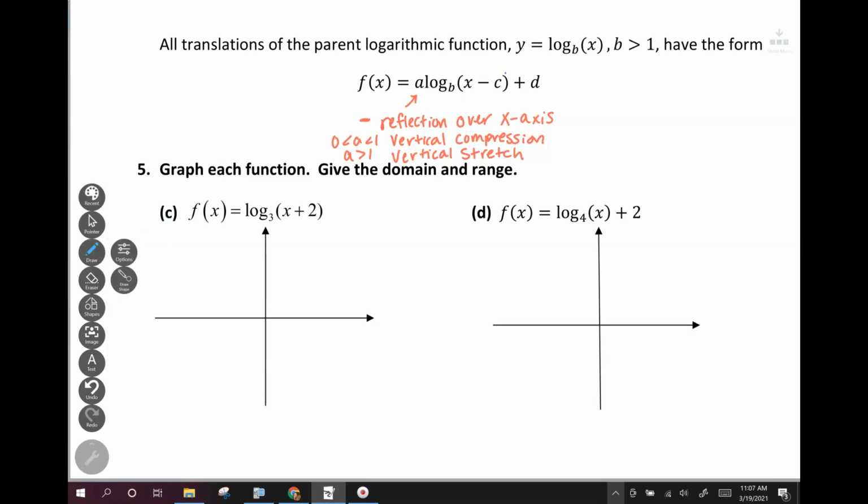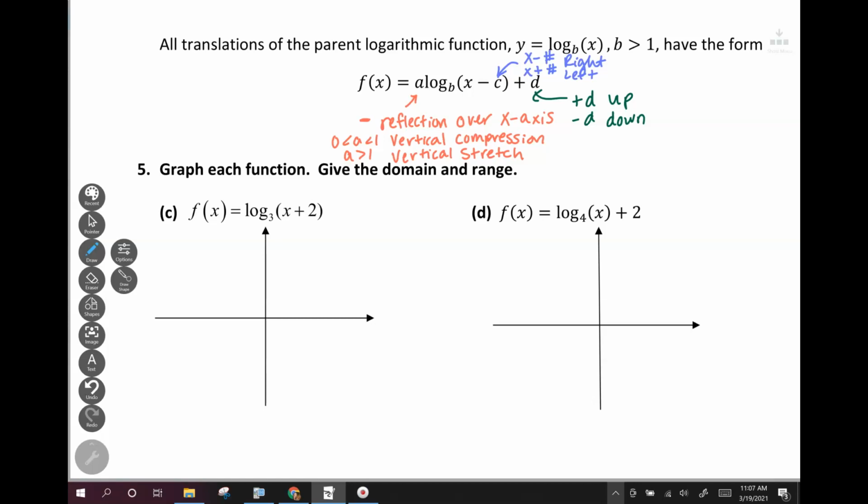Okay, so a will do all of those things. And then your c here on the inside is going to shift your graph left and right. So if you have x minus a number, it's going to move to the right. If you have x plus a number, it's going to move to the left. And then our d here is going to go up and down. So if you have plus d, it's going to go up. Minus d is going to make it shift down. All right, so let's use those transformations to graph these functions.